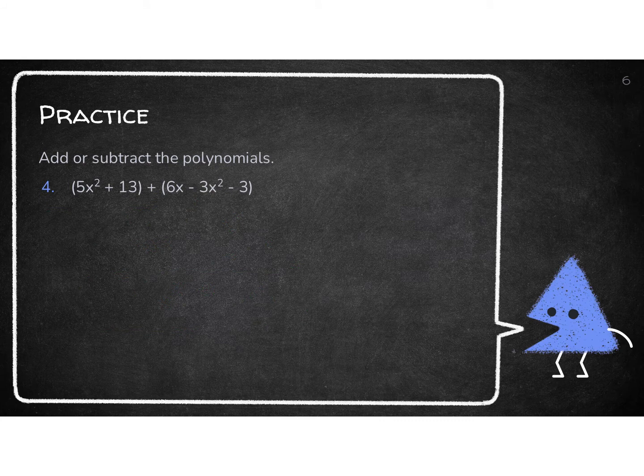Last example here. This is adding, so I'm just going to go ahead and combine my like terms. So I have a 5x squared minus a 3x squared. So 5x squared minus 3x squared is going to give me 2x squared. Looking at my x's, I have just a plus 6x. And then I have a positive 13 minus 3, which is going to give me plus 10.